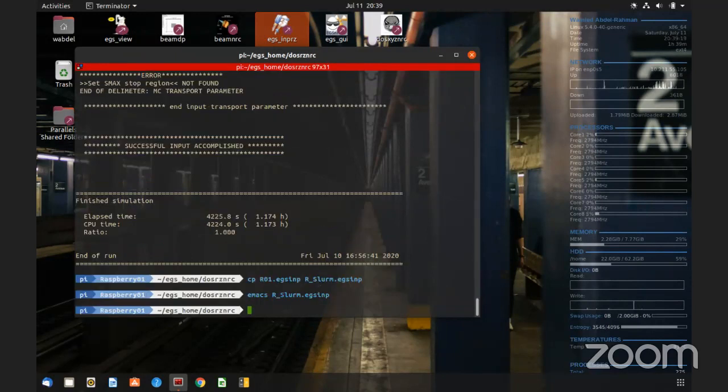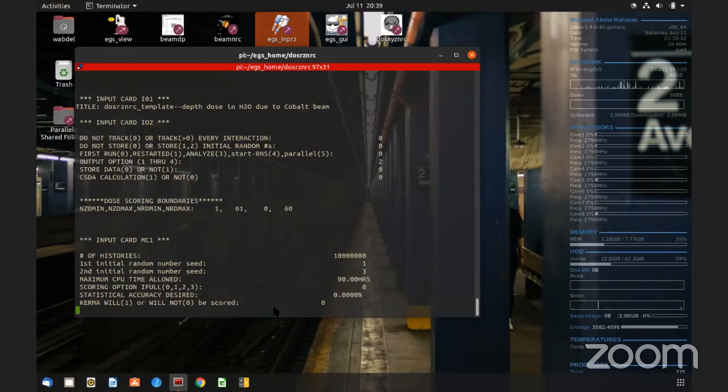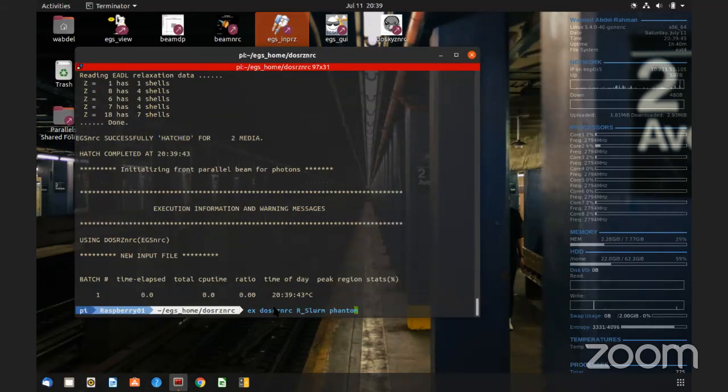Now I'm going to submit this. What we usually do is we run EXB. Everything is going to be the same, the XYZ, NRC, then the input file, and then the PEGS data file, which in this case was Phantom, I think. Let me just make sure that everything is fine. Yes, it's running. Okay, so EXB.